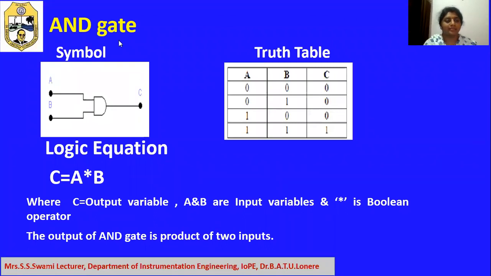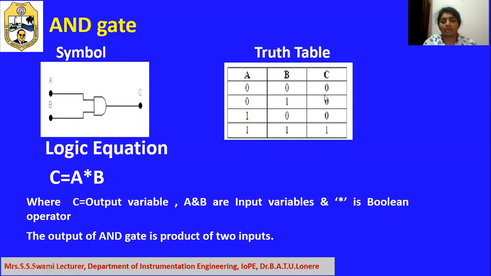So AND gate. This is the symbol for AND gate. This is the truth table for AND gate. Logic equation is C is equal to A into B, where C is output variable, A and B are input variables, and this multiplication operator is nothing but the multiplication operator for AND gate.